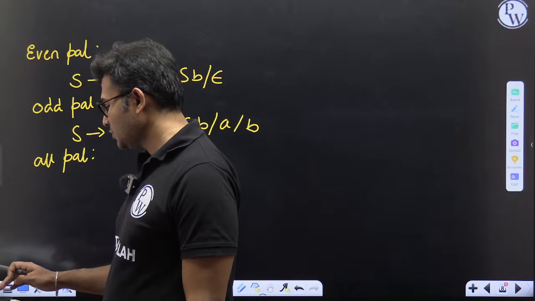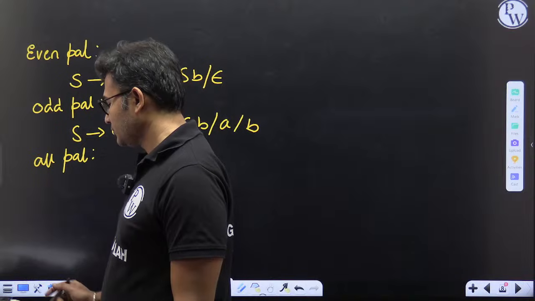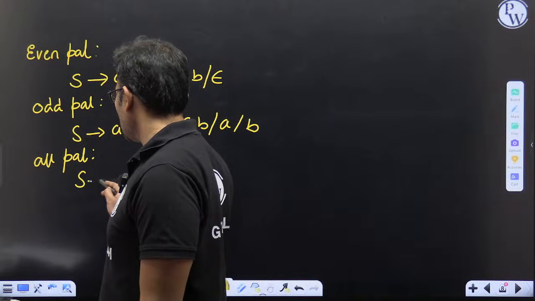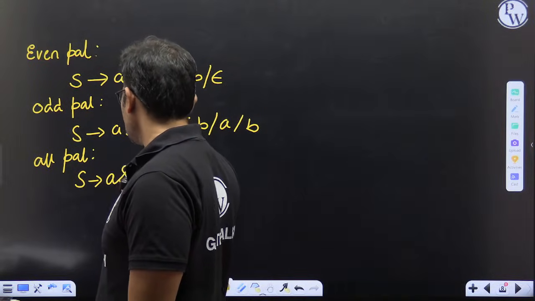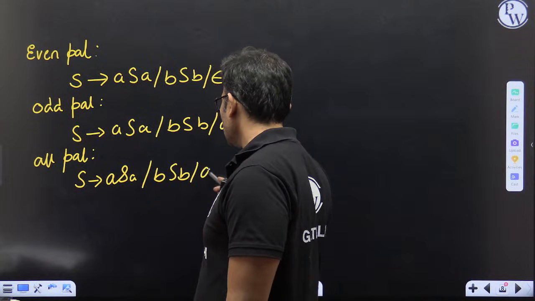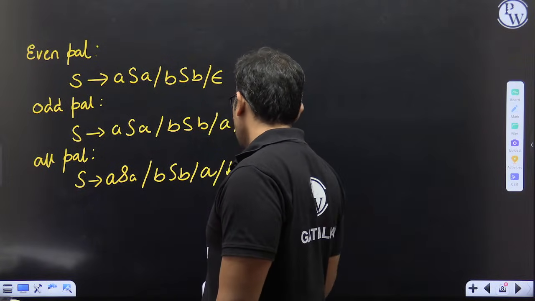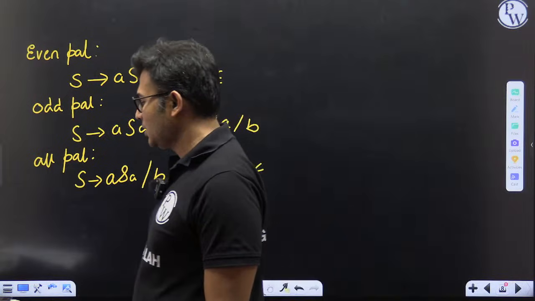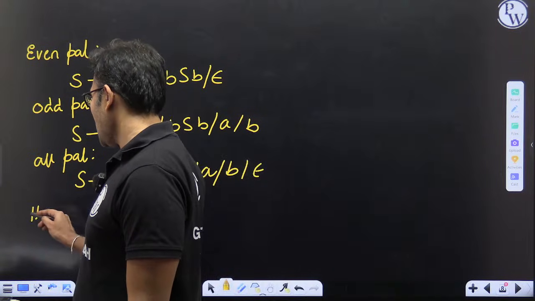Very good, Adesh. Very good, Roshan. So S derives ASA or BSB or A or B or epsilon. Right? Now give the context free grammar for hash palindromes.